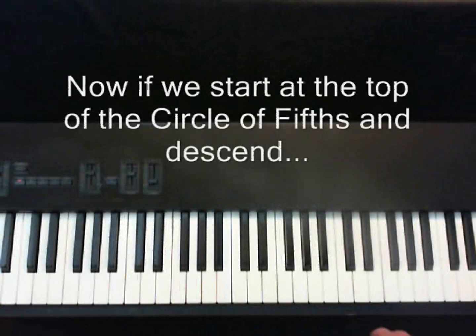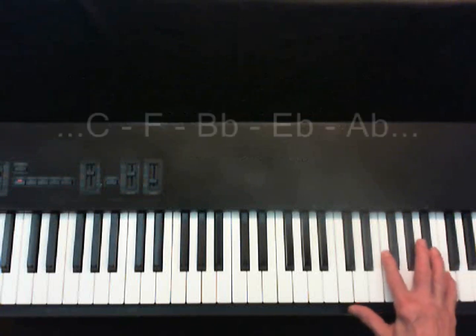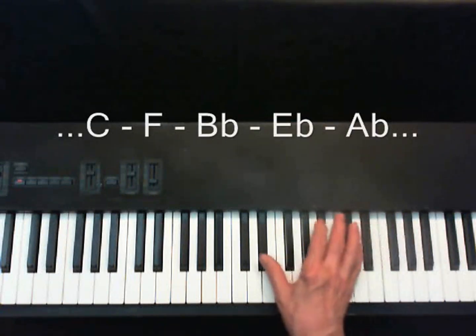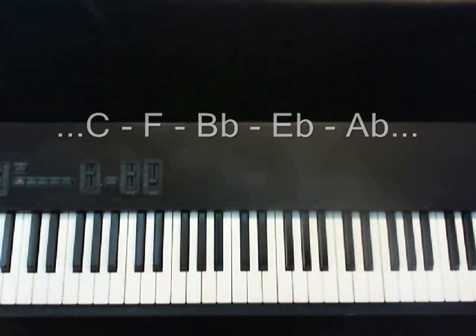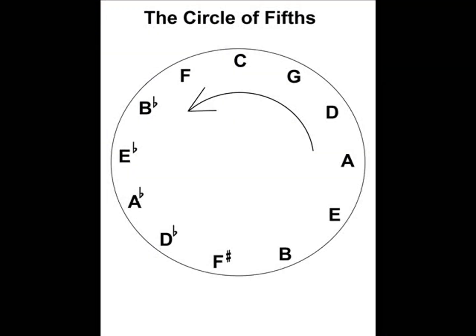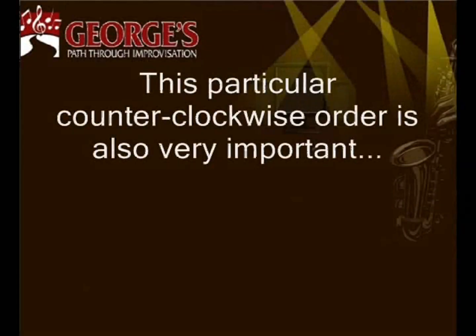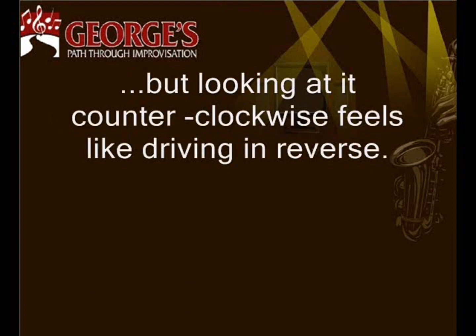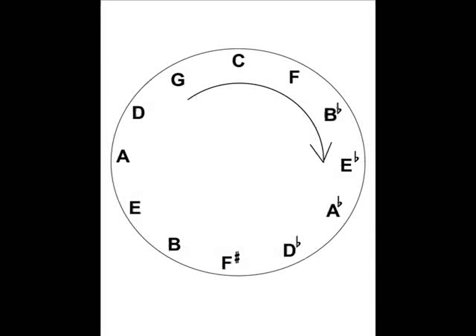Now if we start at the top of the circle of fifths and descend, C, F, B flat, E flat, A flat, we find that the tones move counterclockwise on the circle of fifths in reverse letter name order. Now this particular counterclockwise order is also very important, but looking at it counterclockwise feels like driving in reverse. So let's turn it around and look at it clockwise.